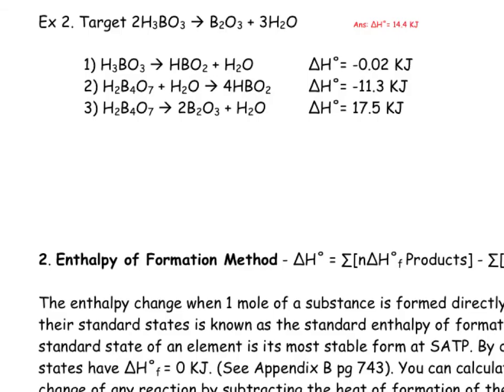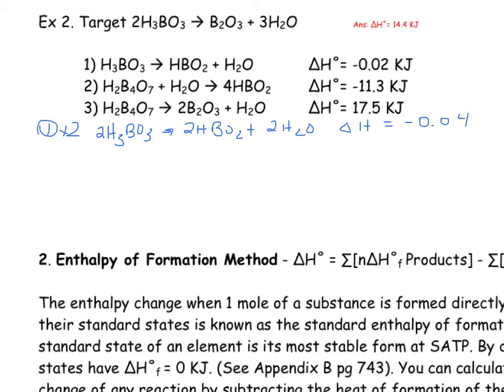Here's the answer for example 2. It's a tough one. In order to get the two H3BO3s in my target equation, I'm going to take reaction number 1 and I'm going to times it by 2. That gives me a delta H of minus 0.04.